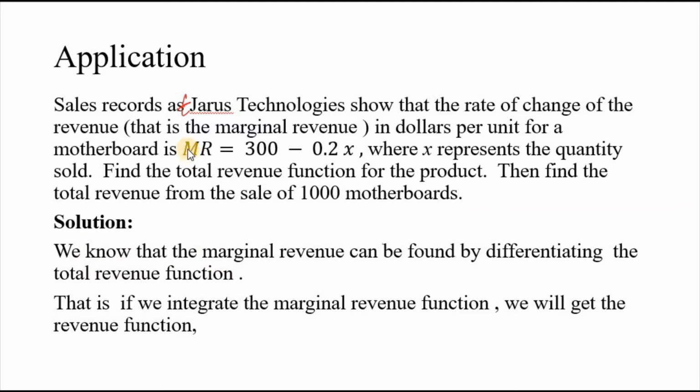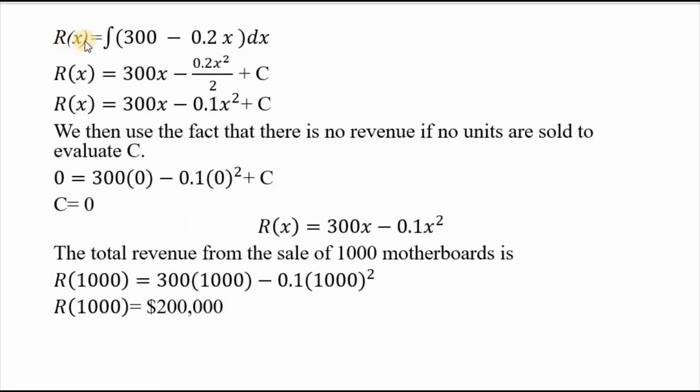In this case, we have the marginal revenue function. We know that we found the marginal revenue function by differentiating the total revenue function. That means if we integrate the marginal revenue, we're going to get back our revenue function, and that's how we're going to get it, because we want the revenue function in that case. So here we want to find the revenue function, which is the integration of the marginal revenue function. Integrate each one individually, so you will get the final answer, 300x minus 0.1x to the second plus c.